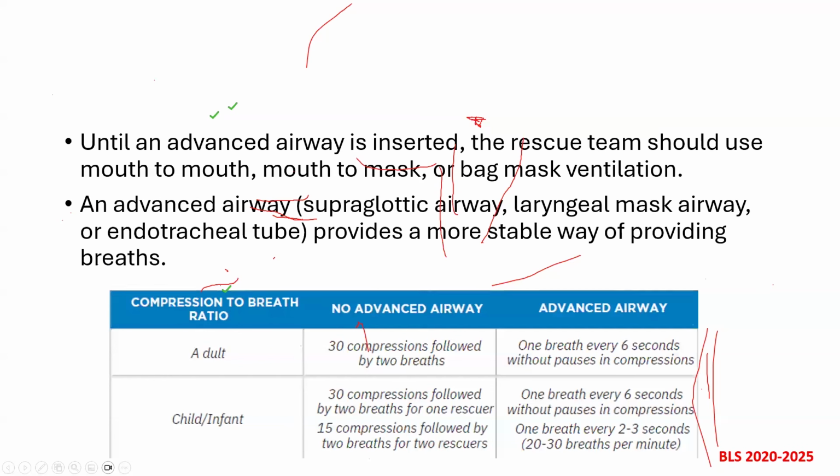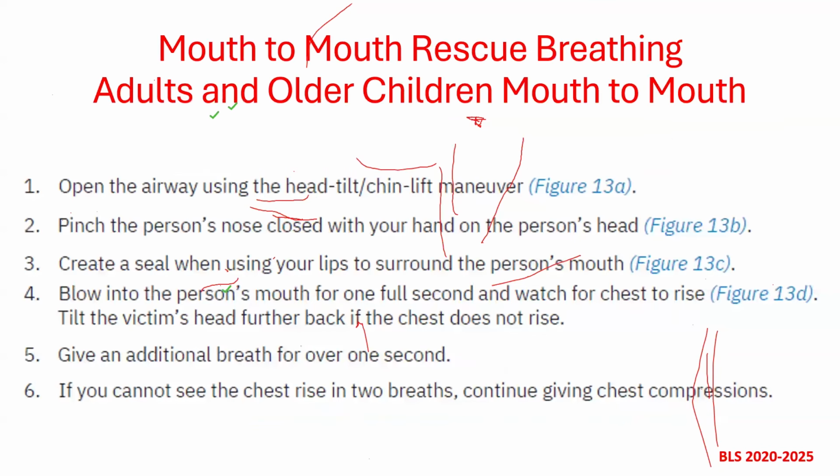When you're doing child or infant, it's 30 compressions followed by 2 breaths for 1 rescuer. If there are 2 rescuers, 15 compressions followed by 2 breaths. But if you have an advanced airway, 1 breath every 2 to 3 seconds without pauses, that will count as 20 to 30 breaths per minute. The smaller the child, the higher the breath rate.